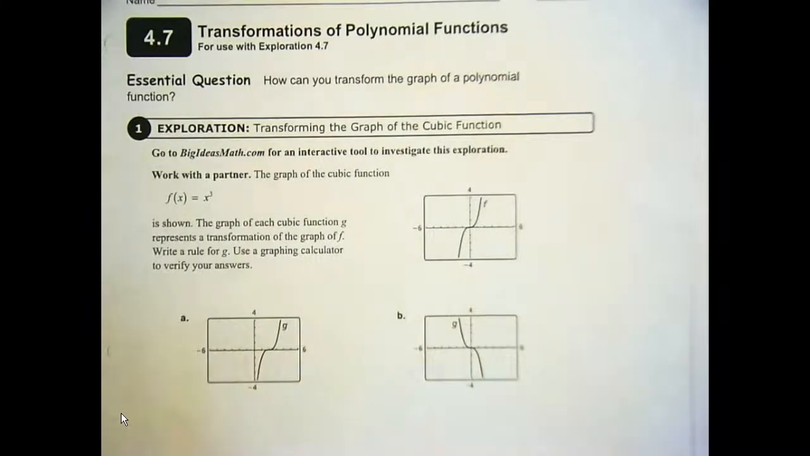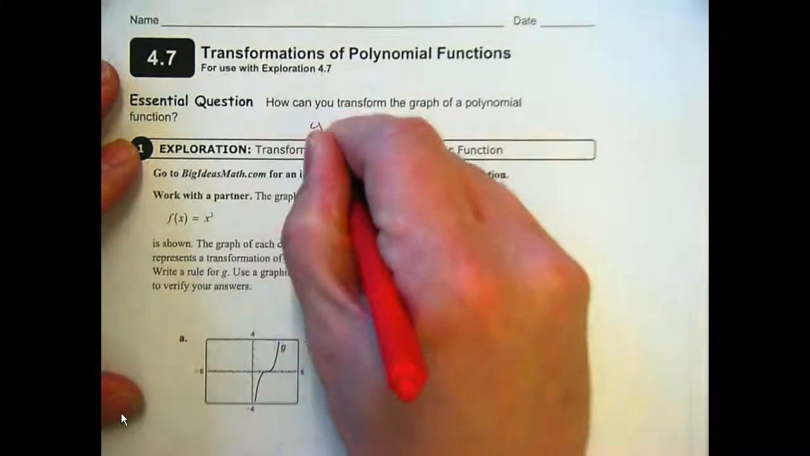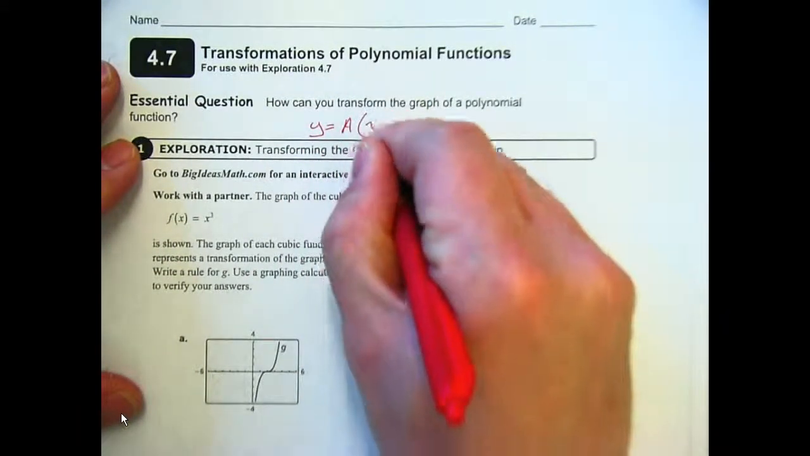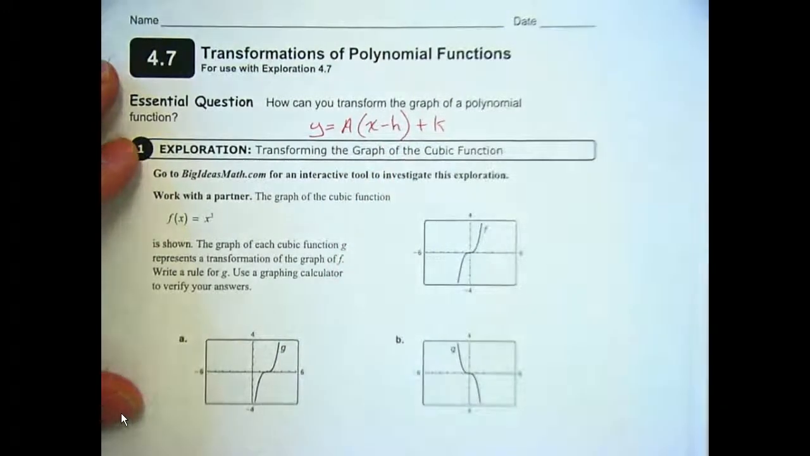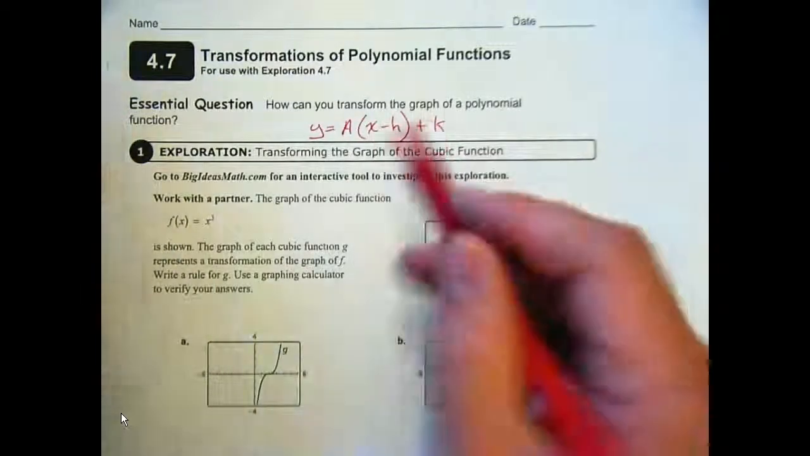So transforming, we are doing what to it? We're moving it. We're moving it up, down, left, right, flipping it over axes, over lines. Okay, we're moving it around. So it's helpful to remember this form: y equals a times (x minus h) plus k.